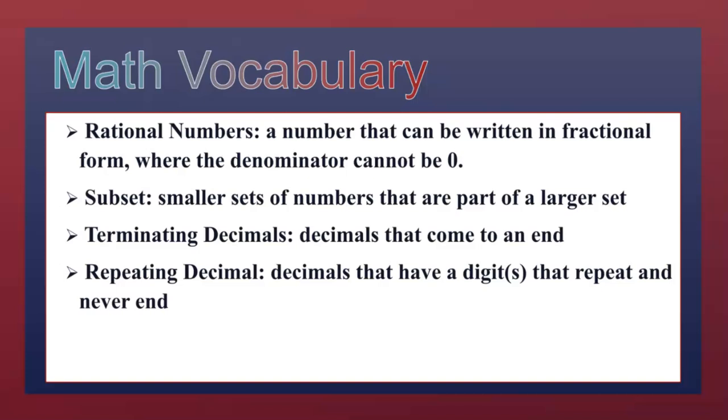So first off, what's a rational number? A rational number is just a number that can be written in fractional form, which means a over b, or a divided by b, where the denominator can't be zero. If the denominator of a fraction is ever zero, it would be considered undefined. You can't divide anything by zero.